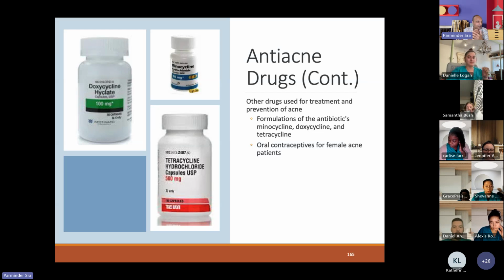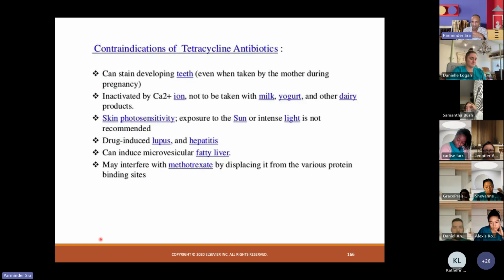Additionally, any other product which has either aluminum, calcium, magnesium, and a very common example is your antacid, should not be used along with them. It will make them ineffective. Okay. Everybody is with me? Yes, we're on the same page. Any question?